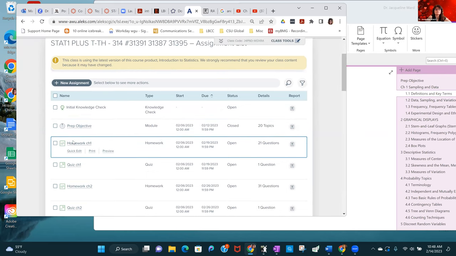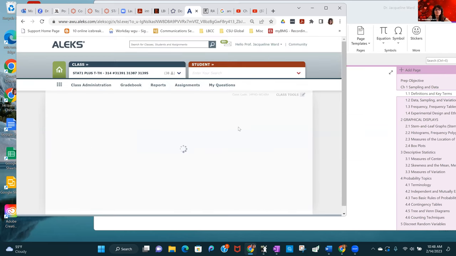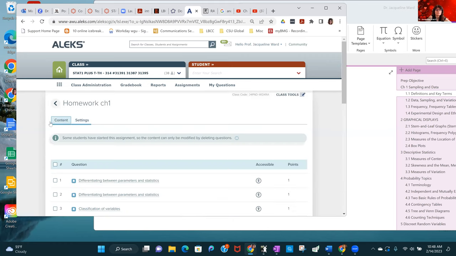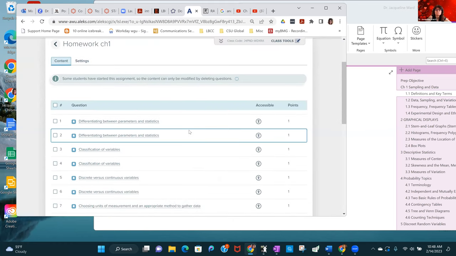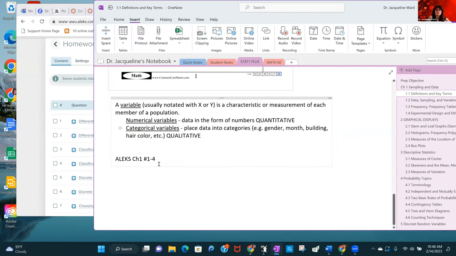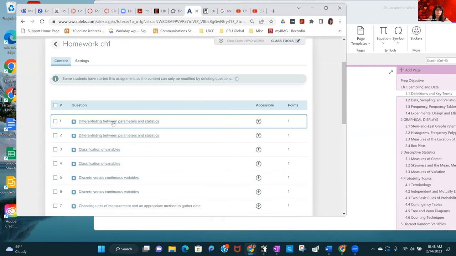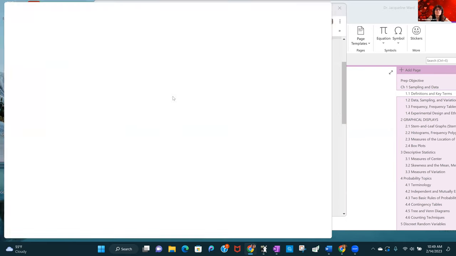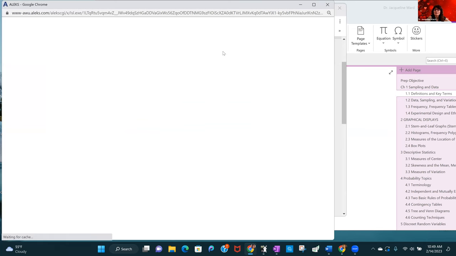All right. So we're going to look at the homework for chapter one. And starting off, we're just looking at problems 1 through 4 here. Okay. So differentiating between parameters and statistics.